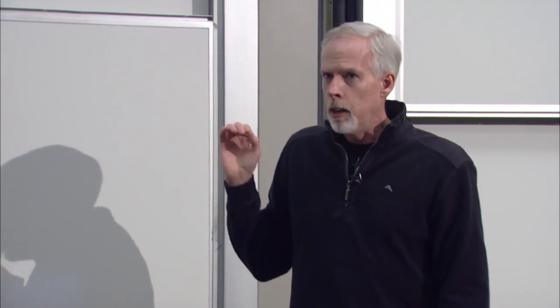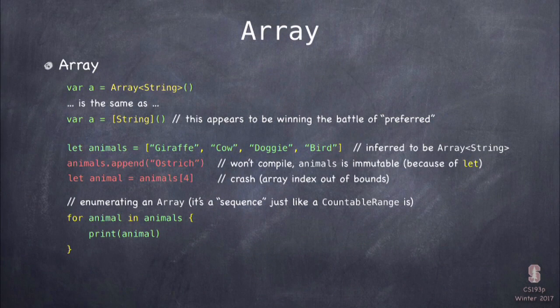Okay? All right, let's talk about the fact that array is a sequence. Array is actually a collection, and collections are sequences. And a sequence means I can do for in on it. So if I say for animal in animals, my little for loop will get executed 4 times. Once with animal being giraffe, the next with animal being cow, the next with animal being doggy, and the next with animal being bird. Okay? So that's a really cool feature.